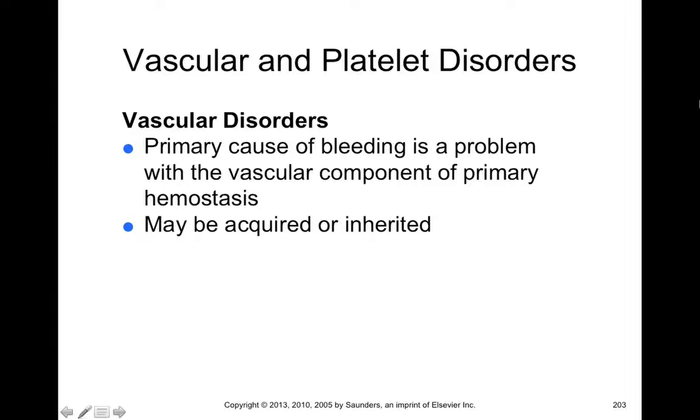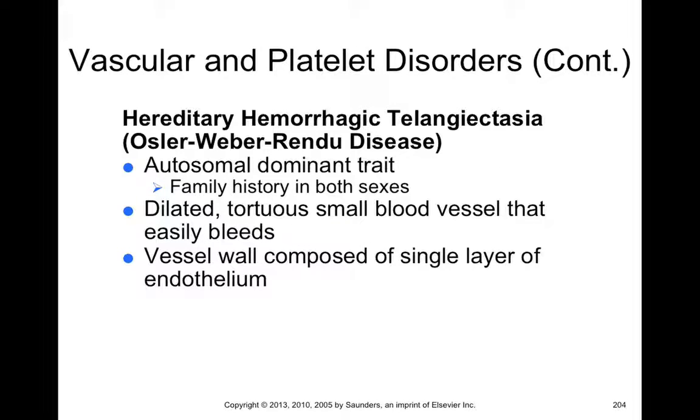Vascular and platelet disorders: the primary cause of bleeding is a problem with the vascular component of the wall. So what we find here is that some vascular disorders, where the blood vessels may be damaged or malformed and weakened, can cause an excessive amount of bleeding. Now this can be acquired or inherited, and we're going to talk about some different types of vascular and platelet disorders in the following slides.